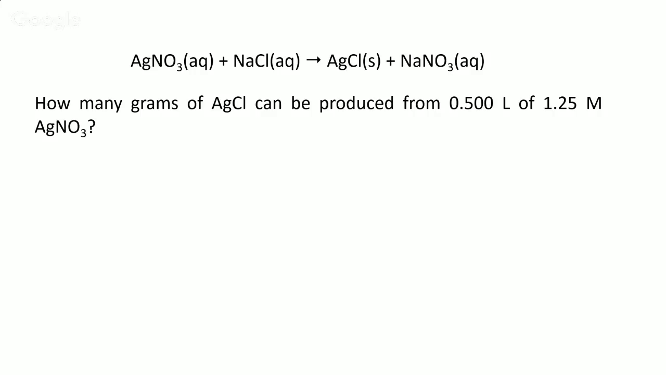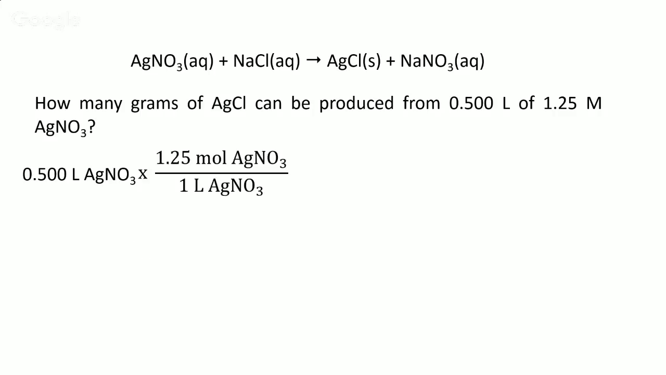So here we're given a volume of a known concentration, a molarity. So we'll start with the volume. And remember, 1.25 molar is 1.25 moles per liter. That's how we define molarity: moles of solute per liter of solution. So if we use that as a conversion factor and set it up this way, the liter unit drops out. And now we're in moles of what's given, just like we were last week.